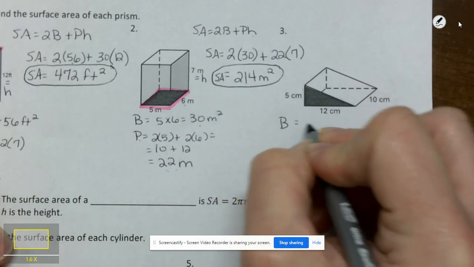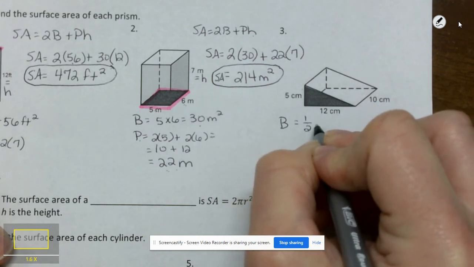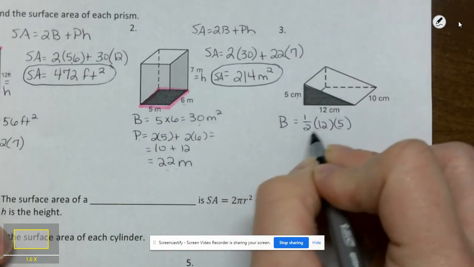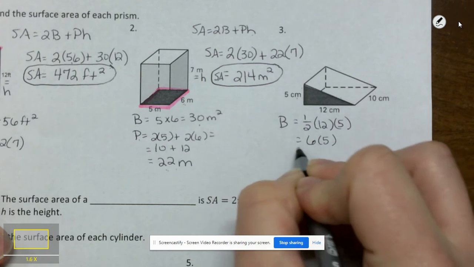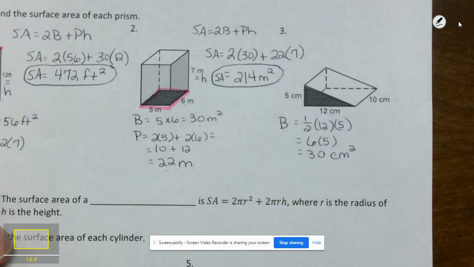We know that the base area of a triangle is 1/2 base times height. Our base here is 12, and the height here is 5. Half of 12 is 6, and 6 times 5 is 30. So this is 30 centimeters squared for our base area.